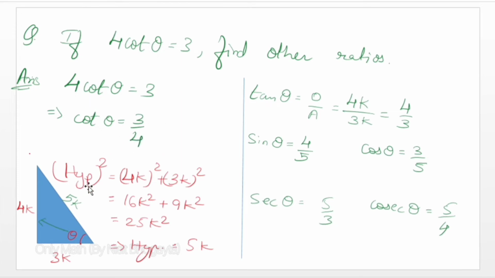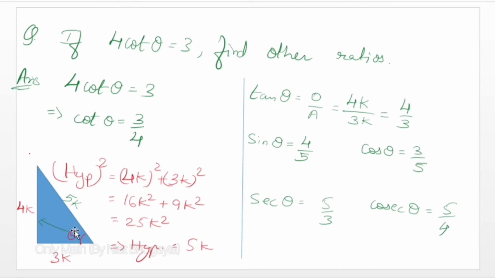And if we just make a right angle triangle, now remember, 3 over 4 is the ratio. It doesn't mean that the sides are 3 and 4. Sides can be any multiple of 3 and 4. So we have taken 3k and 4k. As it's cot theta, remember what's cot theta? Cot theta is adjacent over opposite.